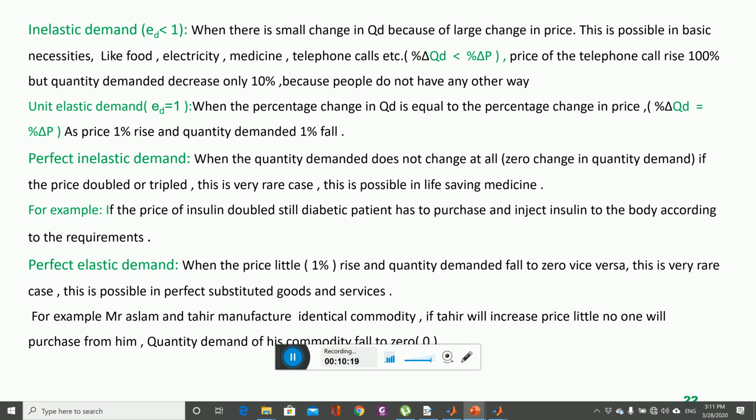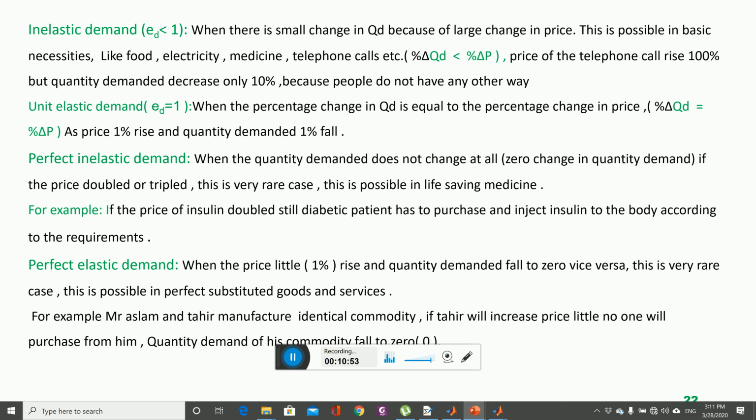Suppose a medicine bottle doubles in price. Suppose the call rate: the company, Etisalat, increased the per minute call from 3 rupees to 6 rupees, 100% double, but still people need mobile. This is a basic necessity. We cannot survive without it. For example, electricity. We use electricity in every line of business. That is very important. This is a basic necessity. So if the per unit rate doubles, triples or increases 4 times, still people demand electricity.